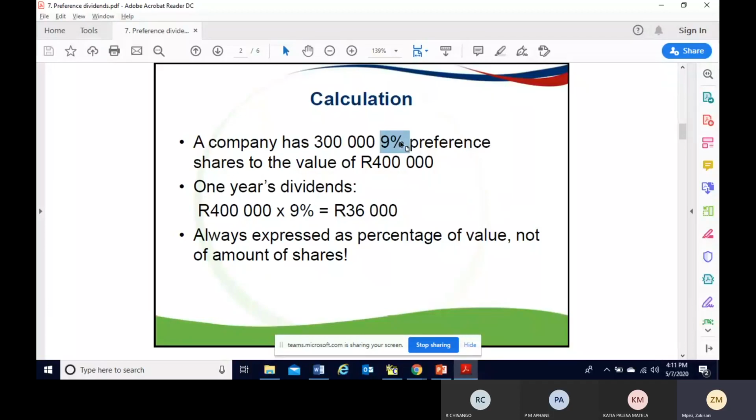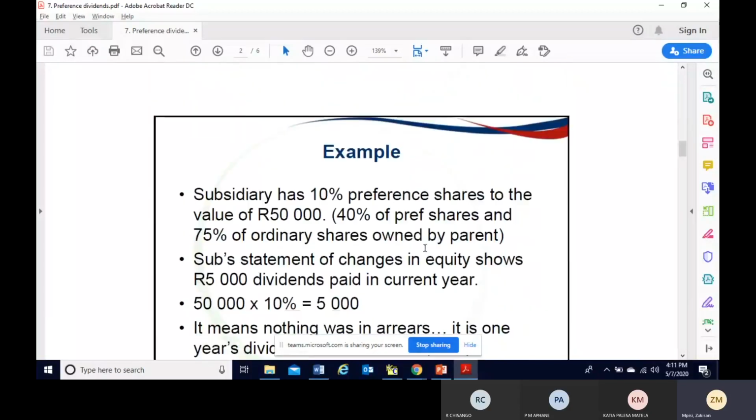So here is an example where you are told that a company has 9% preference shares. So how many shares? 300 shares to the value of 400,000. So in each year, when you calculate the dividend, it's not going to be declared. So after each completion of each year, you will have to pay a dividend of 9%, which is 400,000 times 9%, equal to 36,000. That 36,000 is your preference dividend. So a preference dividend is always expressed as a percentage of value, and not of an amount of shares.